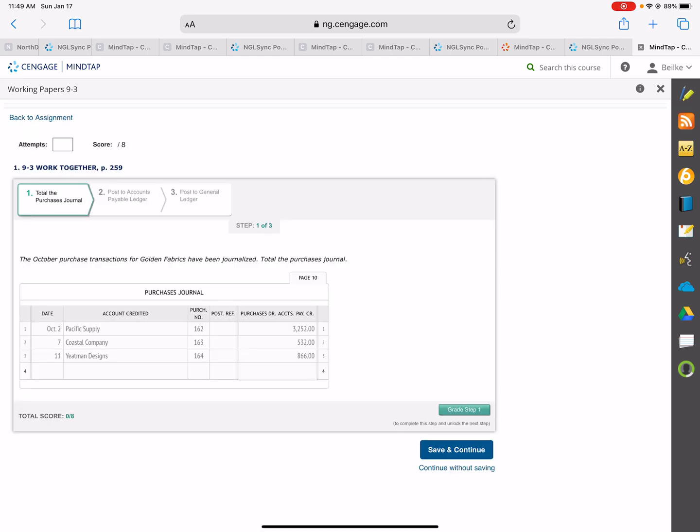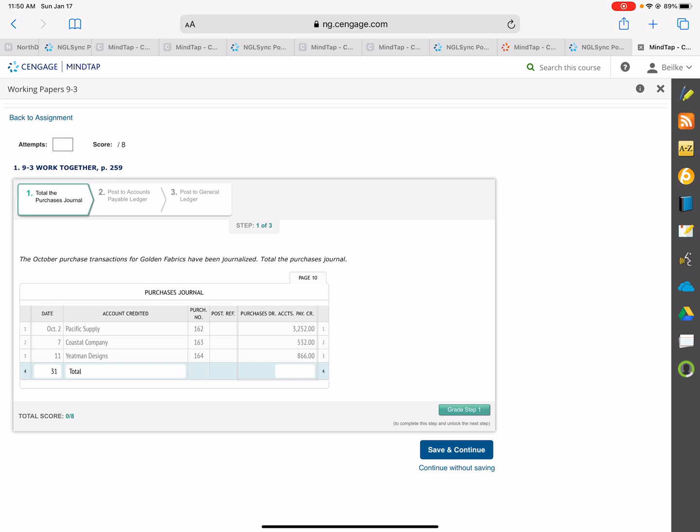So when you get to work together 9-3, number 1, it says total the purchase journal. It says the October purchase journal for Golden Fabrics has been journalized, total the purchases. Normally, if you were doing it manually like we did Rico Sanchez, you would draw the single line under your amount column. The date on here is the 31st. The account credited would be, this is our total.